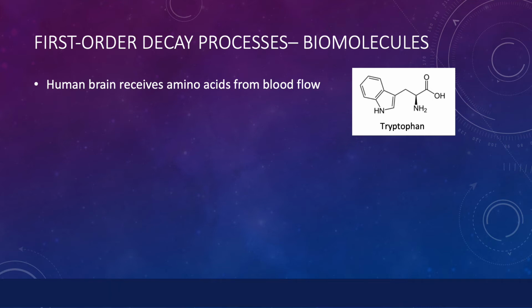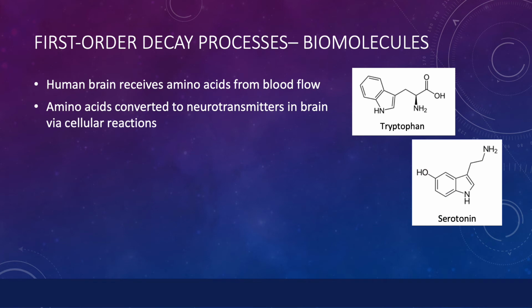Okay, and you can see the carboxylic acid at the far right of this. You can see the amino group that is one carbon removed from the carboxylic acid. And then it's got the side chain group, which is that fused ring system that involves a cyclic amine rather. All right, so the brain receives these amino acids, and what it does is it converts them into neurotransmitters, and this is happening via cellular reactions that occur in your brain. One of those neurotransmitters is serotonin, and it's shown here.